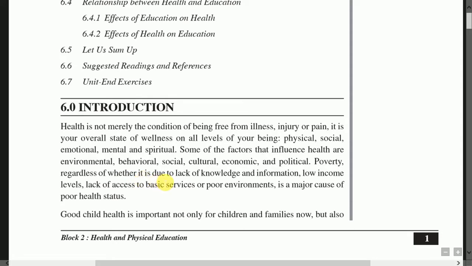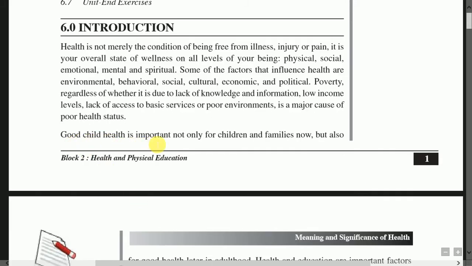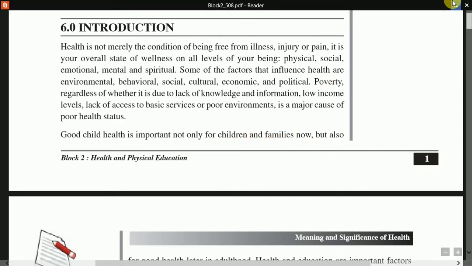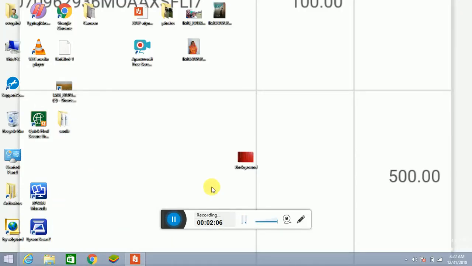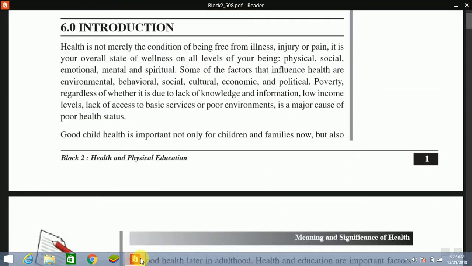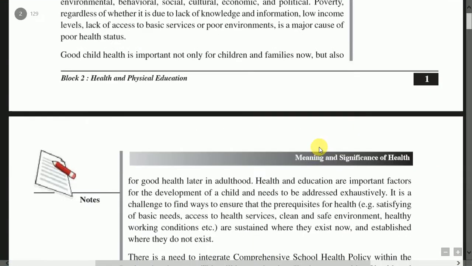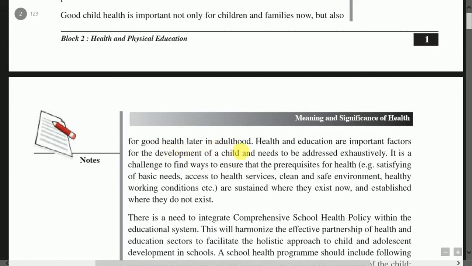Poverty, regardless of whether it is due to lack of knowledge and information, low income levels, lack of access to basic services or poor environments, is a major cause of poor health status. Good health is important not only for children and family, but also for good health later in adulthood. Health and education are important factors for the development of a child and need to be addressed exhaustively.